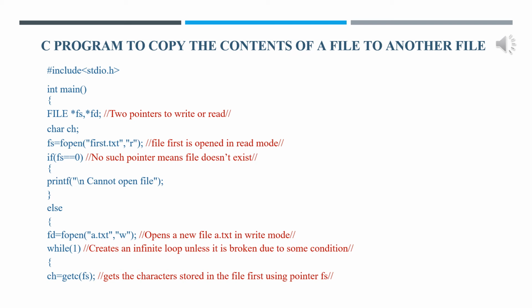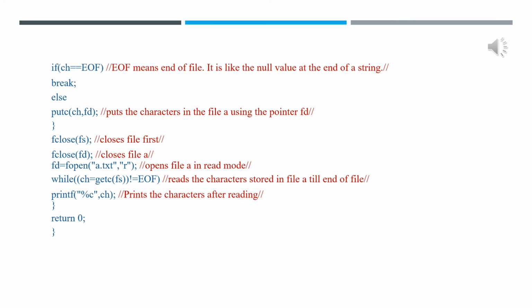Then we start an infinite loop, so while 1 and ch equal to getc fs. So what we are doing is we are fetching the characters one by one from the first file named first. Then it says if ch equal to 0, that means if it reaches the end of the file, then break, else putc ch fd. That means else we will keep putting whatever characters we pick from the first file named first into the second file named a.